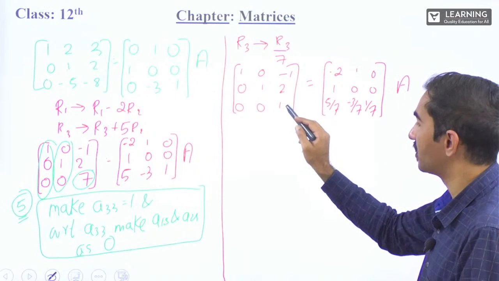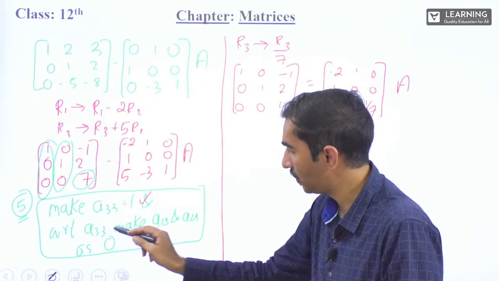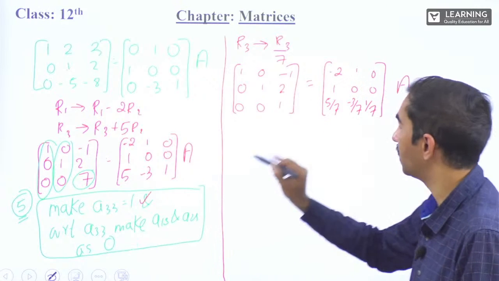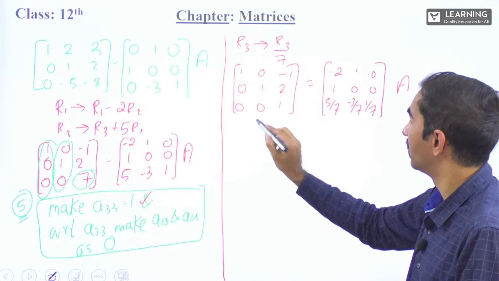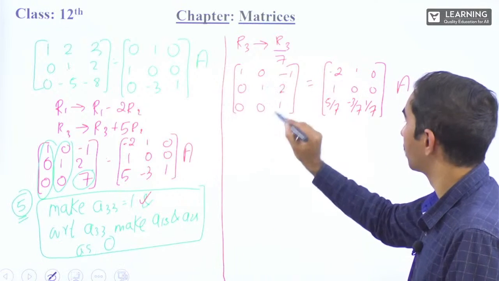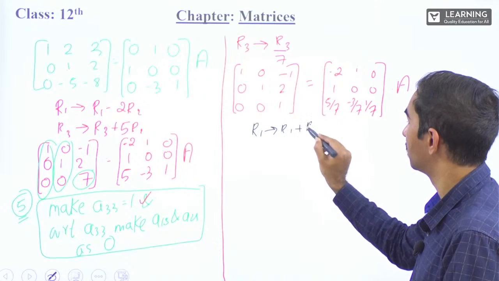Now R3 is 1, right students? So this step is done. And with respect to A33, make A13 and A23 as 0. So now, the next operation we can write here is, we'll change the color again. R1 equals R1 plus R3, correct?